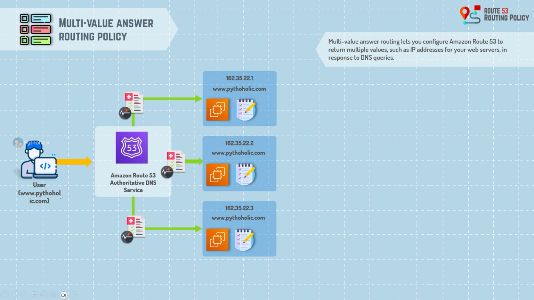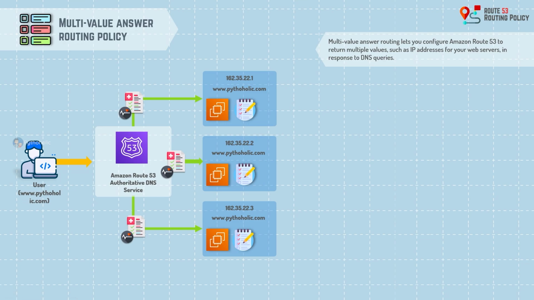So let's suppose you are a user here and want to access the resource using the URL www.pythoholic.com. Now with multi-value routing policy, the DNS server will return multiple IP addresses for the resource. And based on factors like availability and health check, it'll help you reach the destination. But you might think, how does it choose among several IP addresses?